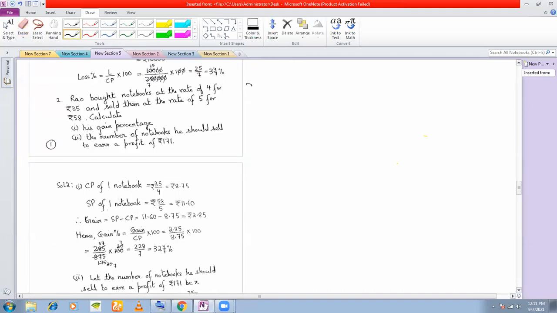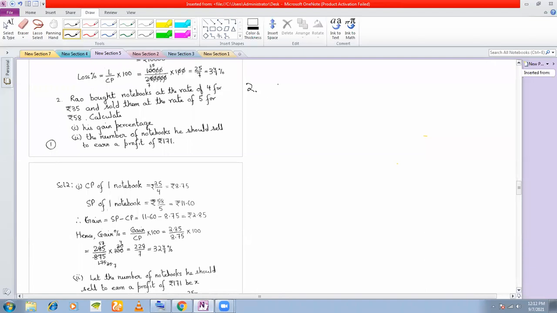The next problem is: Rao bought notebooks at the rate of 4 for rupees 35 and sold them at 5 for rupees 58. That means he buys 4 notebooks for rupees 35 and sells 5 for rupees 58. Now you have two questions: calculate his gain percentage, and the number of notebooks he should sell to earn a profit of 171. Forget about the second question. Look at the first question: we need to calculate his gain percentage.